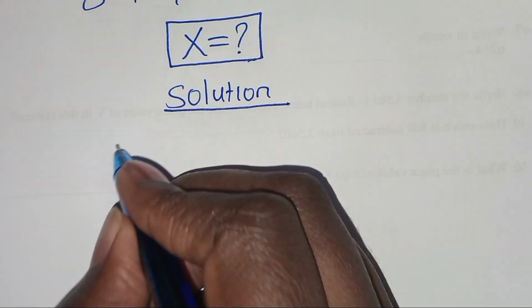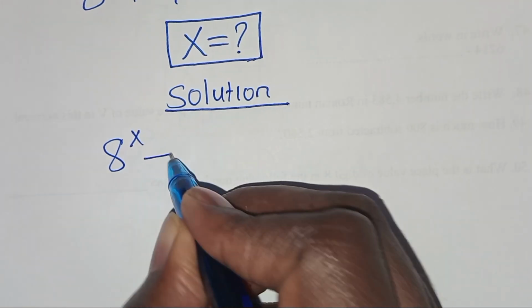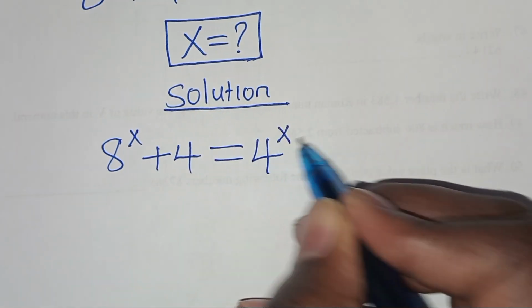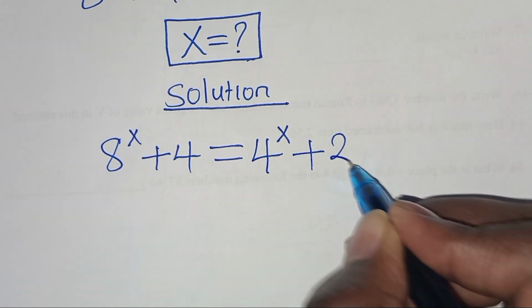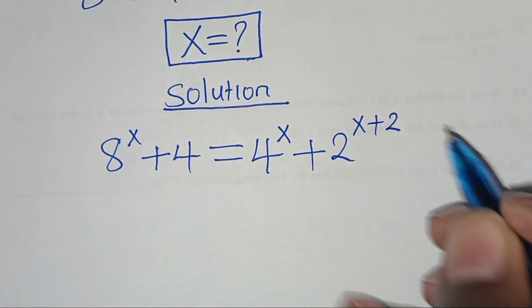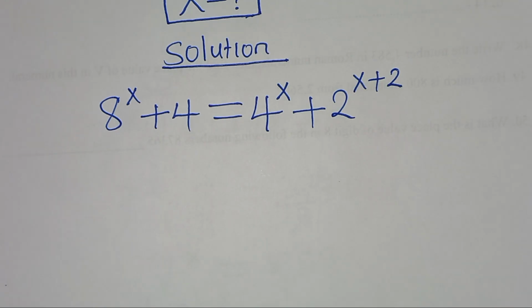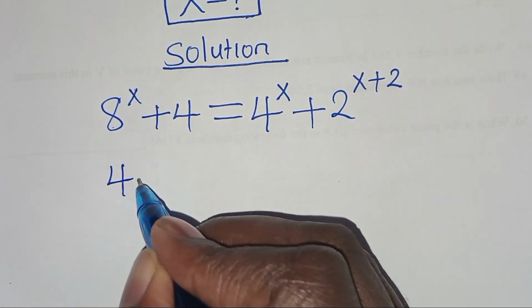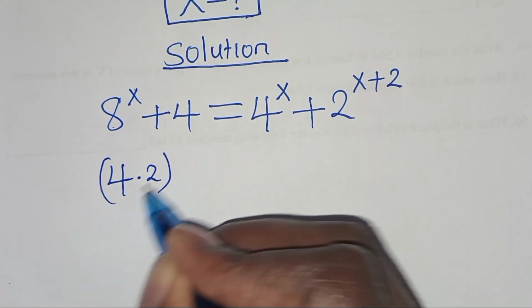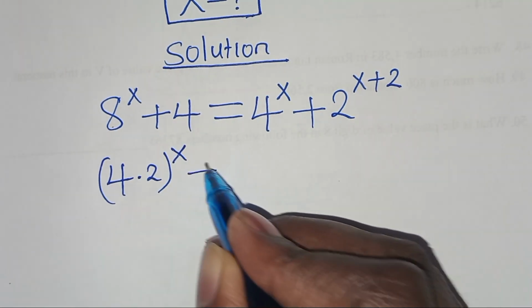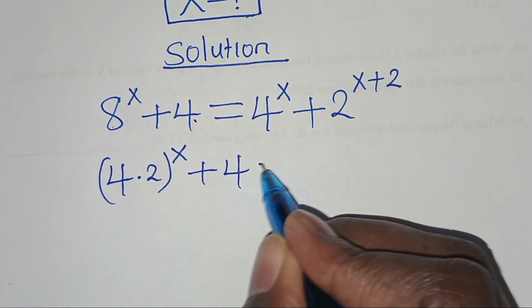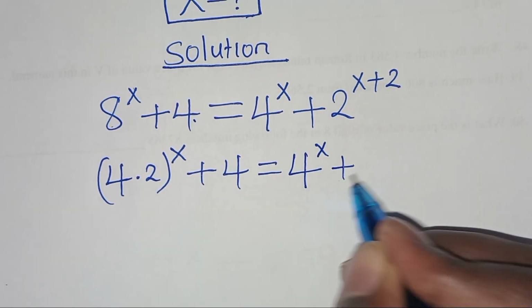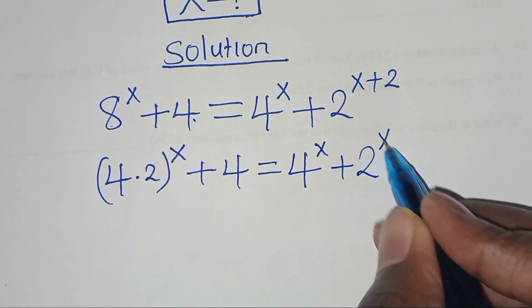Now, we have 8 to the power x plus 4 equals 4 to the power x, then plus 2 to the power x plus 2. So the first thing to do here, we can express 8 to the power x as 4 times 2 raised to the power x, then plus 4. This is equal to 4 to the power x, then plus 2 to the power x plus 2.